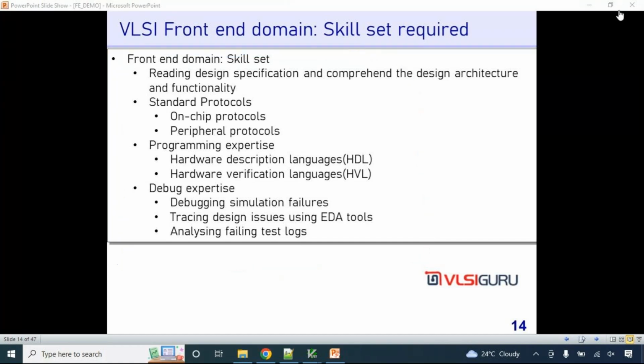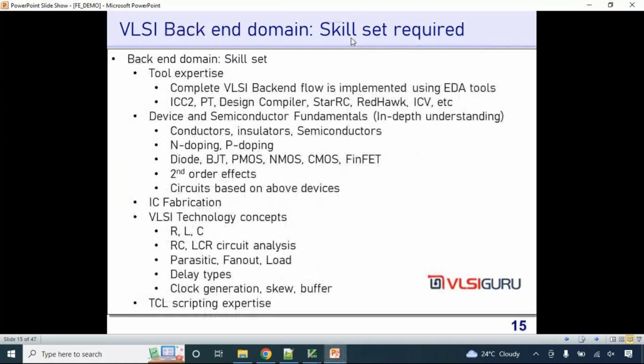Next, as a back-end engineer, what is the skill set required? I will not go deep into it. Mostly the tool expertise, device semiconductor fundamentals, an idea of how IC fabrication works, and VLSI technology concepts like understanding resistance, inductance, and capacitance, how the circuits work, parasitics. Then they require TCL scripting expertise. So for a back-end engineer, TCL is important. For a front-end engineer, Python is important. Again, since this is not a backend demo, I am not going deep into it.